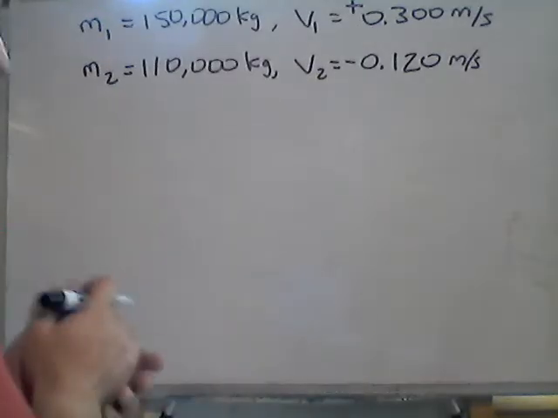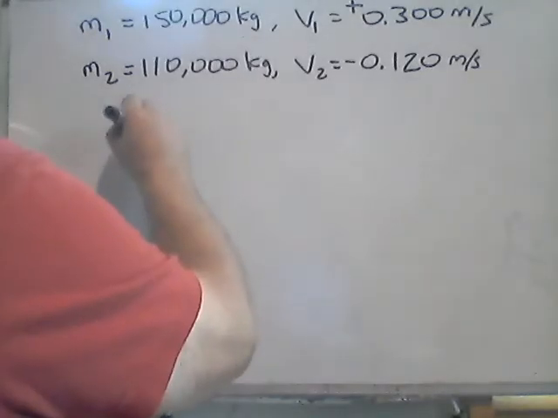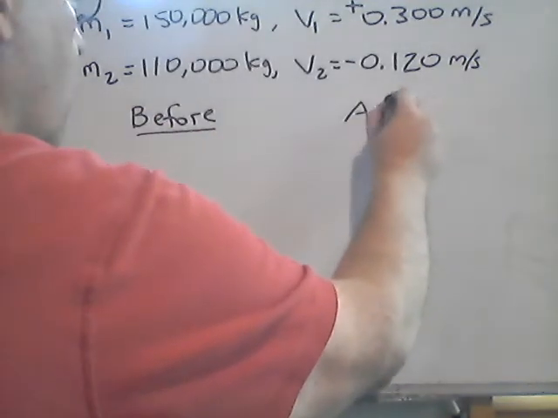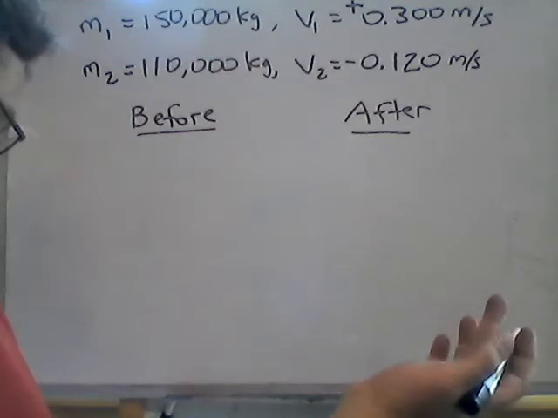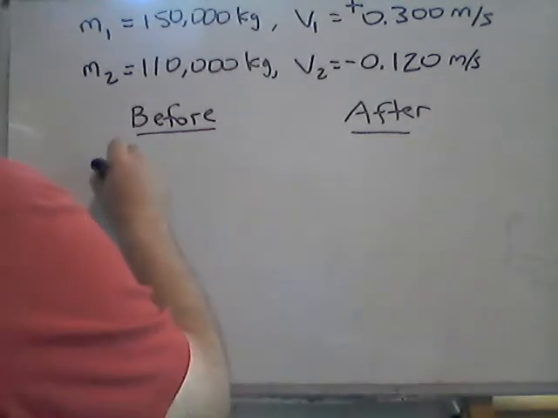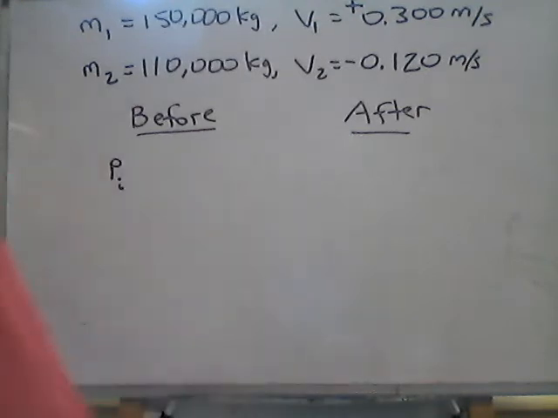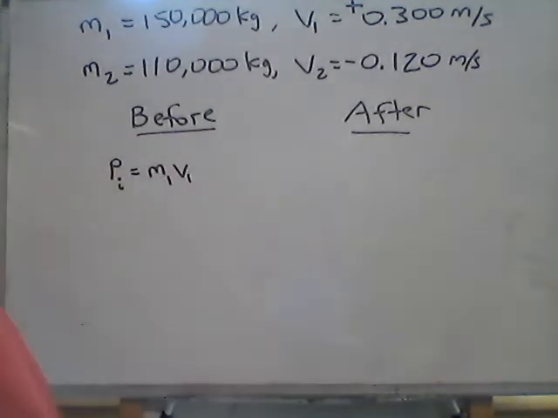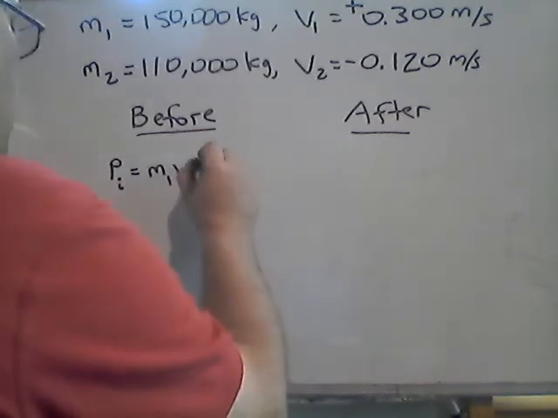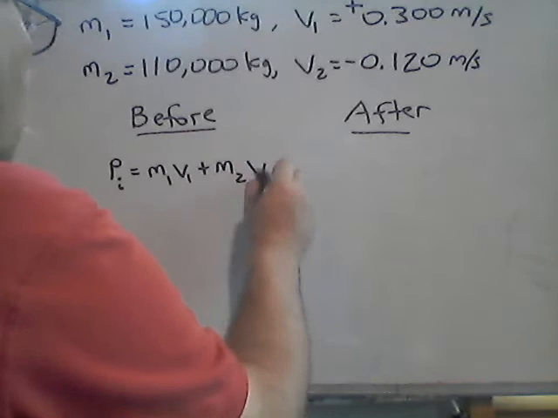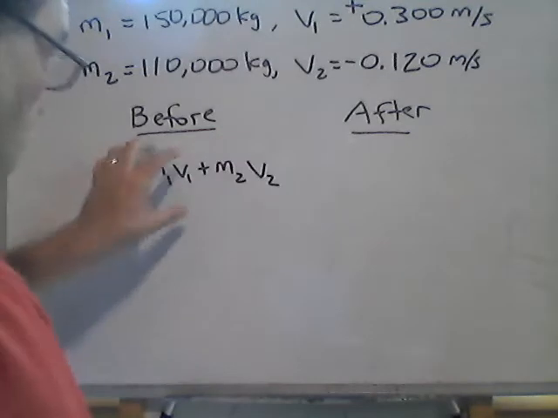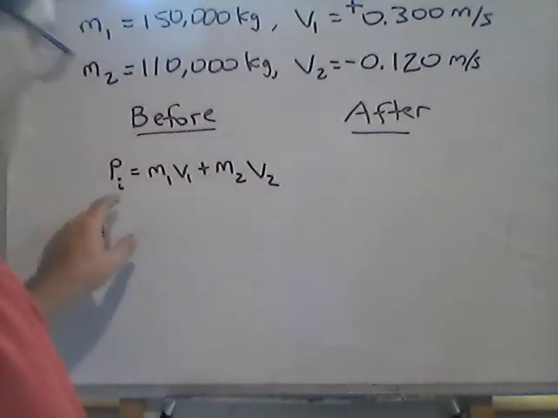Well, we always typically have a before and an after picture. So before and after. Before, we have two bodies. So before, we'll call it P sub I, the total initial momentum of the problem. We're going to sum them all up. We have the momentum for the first one, M1 V1, so I'll use little v, and the momentum of the second one, M2 V2. Add the momentum of the first body plus the momentum of the second body. Total momentum, not the momentum of any individual body, is what is conserved.